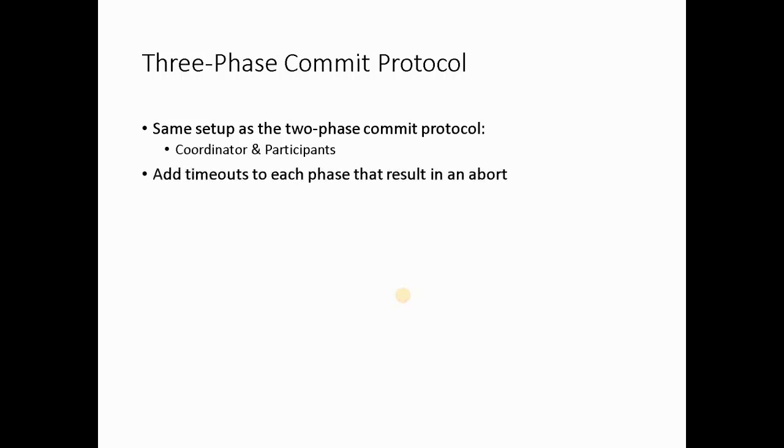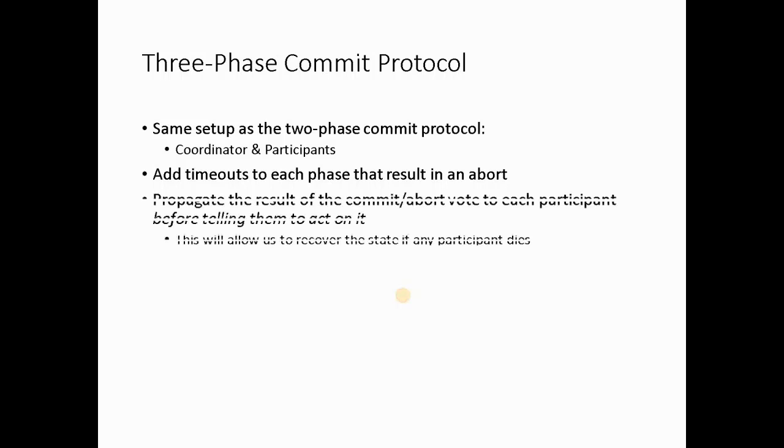To overcome this, the two-phase commit protocol was extended into the three-phase commit protocol. Same setup, that means you have coordinators and participants, and then you add timeouts to each phase, which will result in an abort. And you propagate the result of commit or abort to each participant before telling them to act on it. So before they commit, you have a prepare to commit. This will allow recovering state if any participant dies.